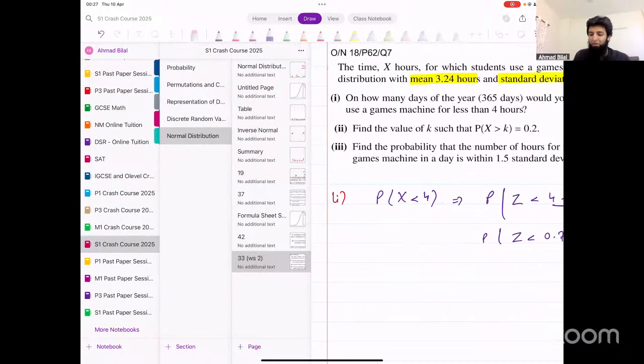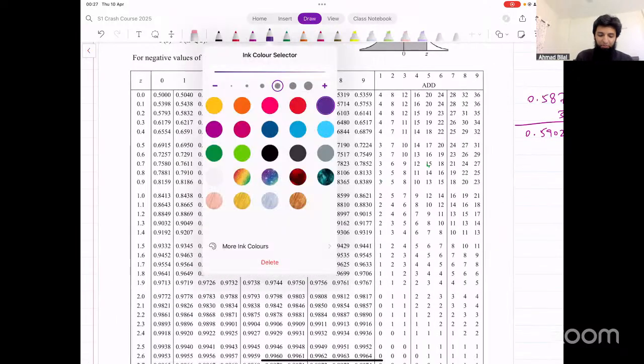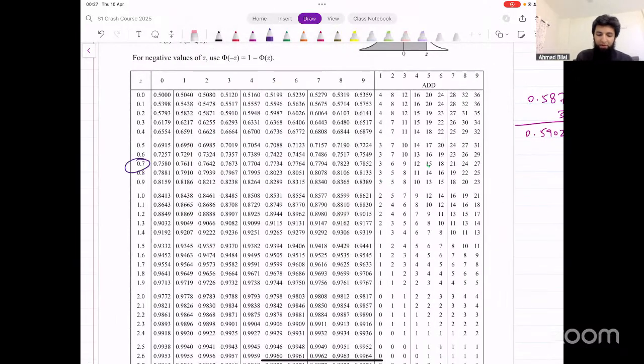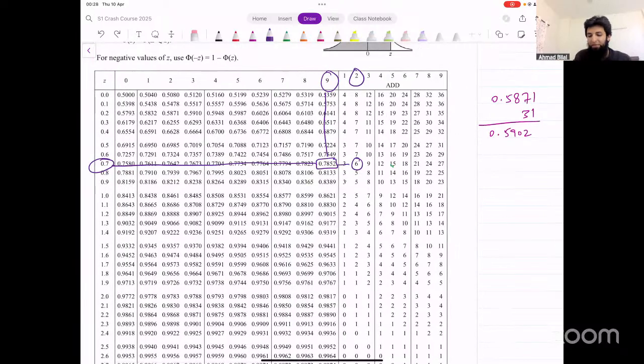0.792. Remember, it's the z value. In your table, look for the z value of 0.792. That's what you're looking for. This is the number that we get here. This is 6. So 0.7852, add 6 at the end, it becomes 0.7858.